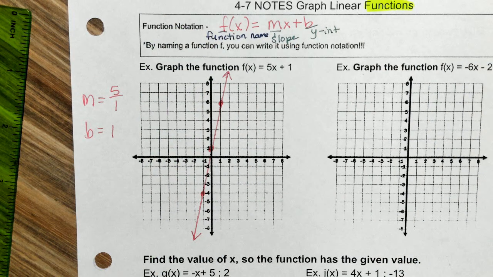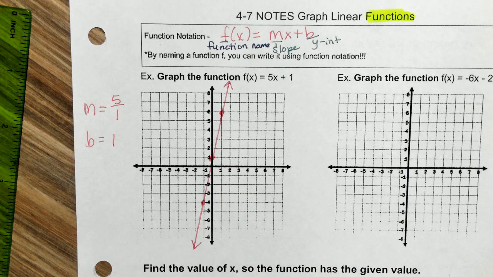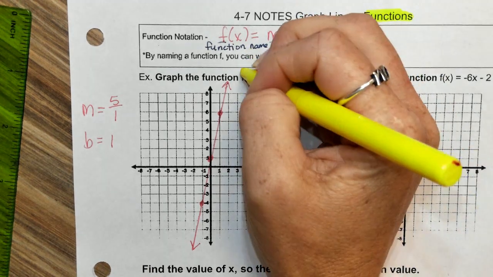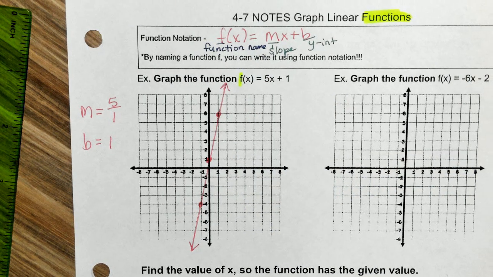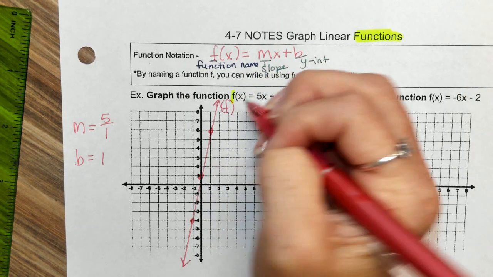Now, the only thing different today is because this has a function name. What is this function's name? F. You're going to label your graph F.